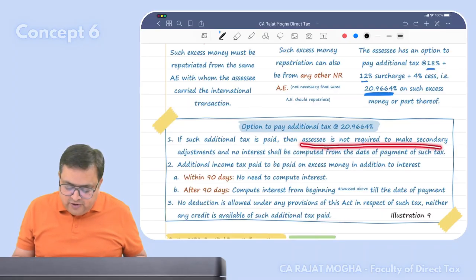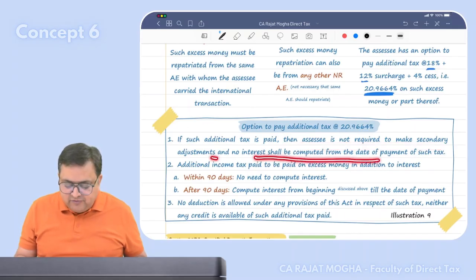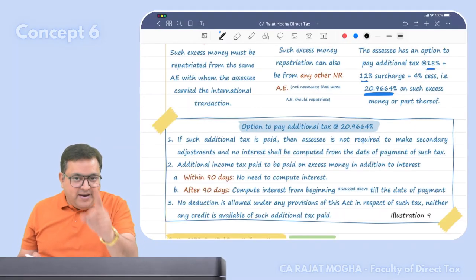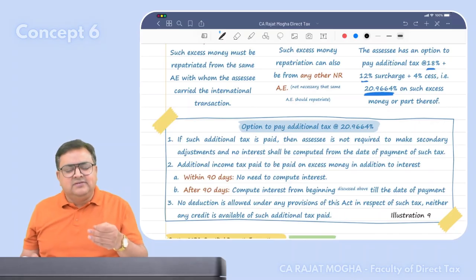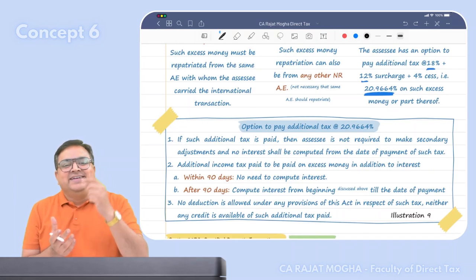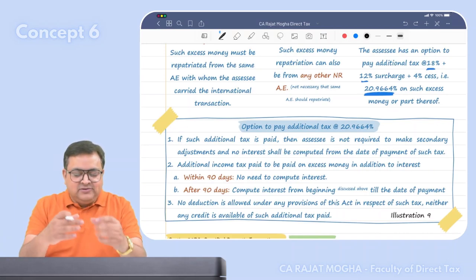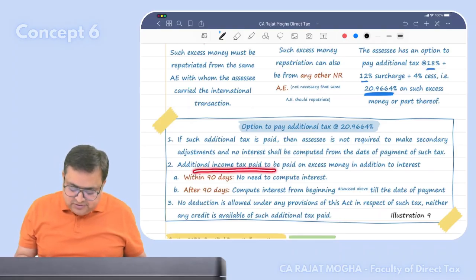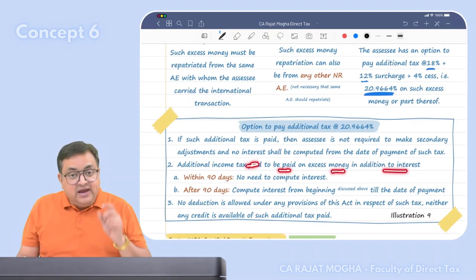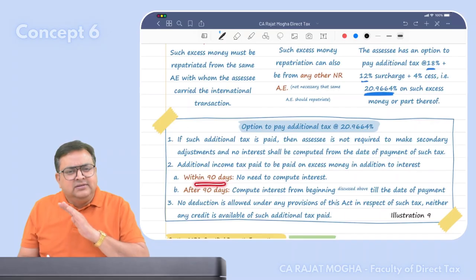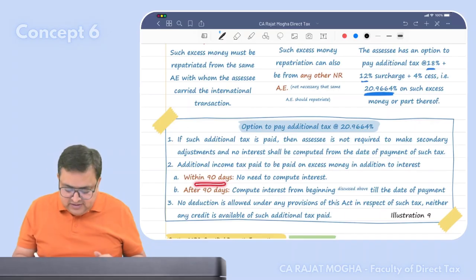Then the assessee is not required to make any secondary adjustment and no interest shall be computed from the date of payment of such tax. Once you pay the tax, we will not calculate interest. However, if you pay within 90 days, then just pay additional tax on excess money. And if you don't pay within 90 days, then we will charge additional income tax on excess money in addition to interest. If you pay within 90 days, then just pay additional tax on excess money, not on interest. No need to compute interest.